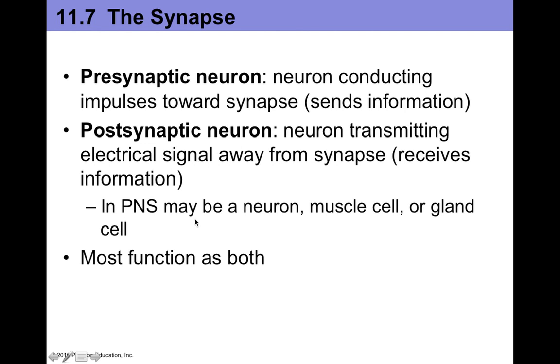So in the peripheral nervous system, this could be another neuron or a muscle cell, even a glandular cell, but we'll still call this the postsynaptic cell. It doesn't have to be a neuron. The postsynaptic cell could be muscle or glandular cells as well. And a lot of these neurons function as both, because the postsynaptic neuron of one synapse could be the presynaptic neuron of another, because it's all linked up in a long chain.